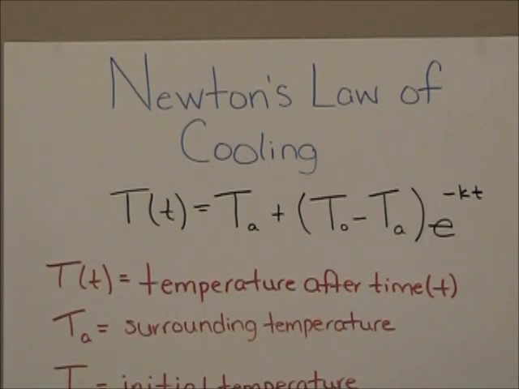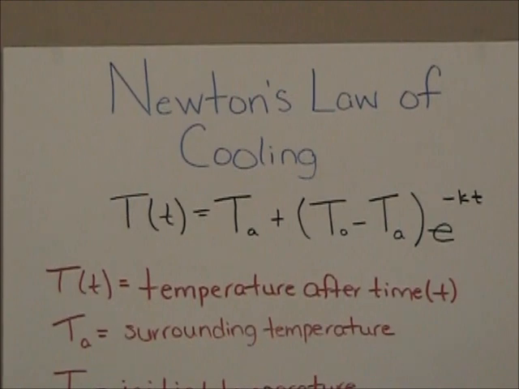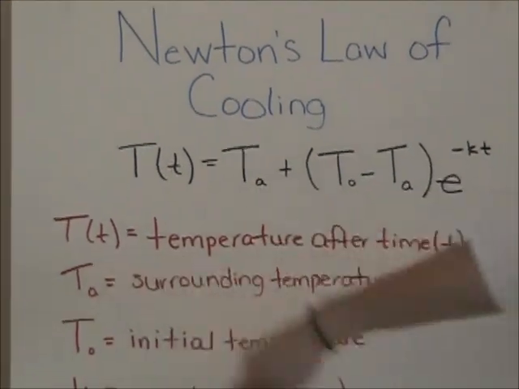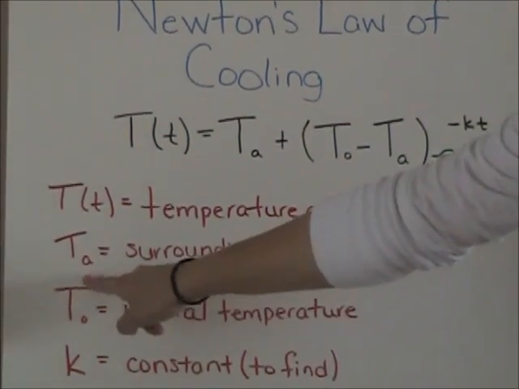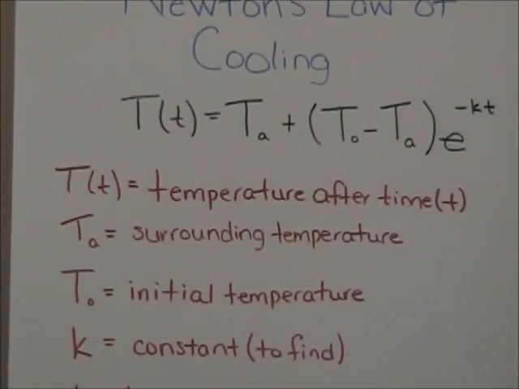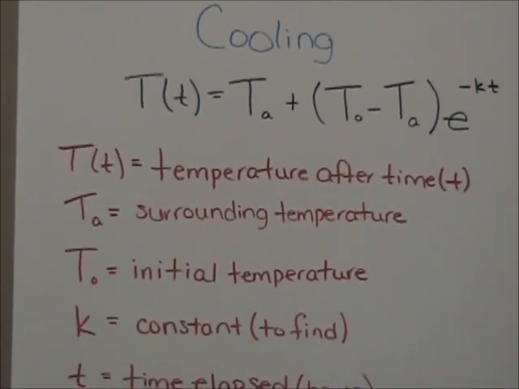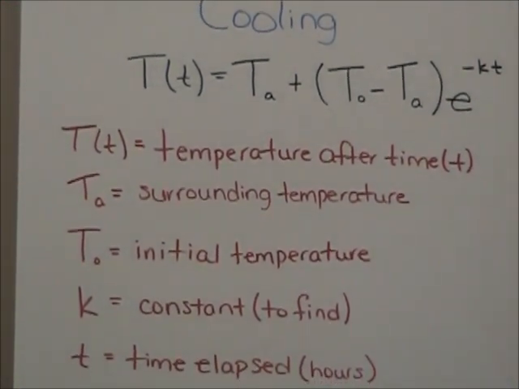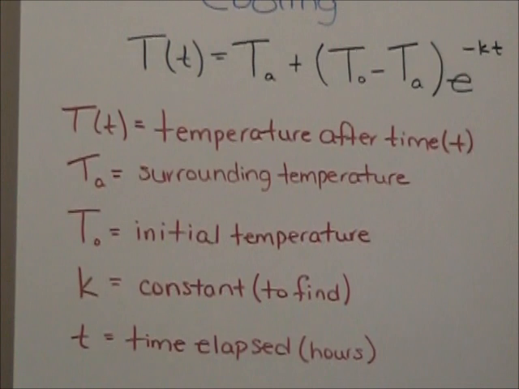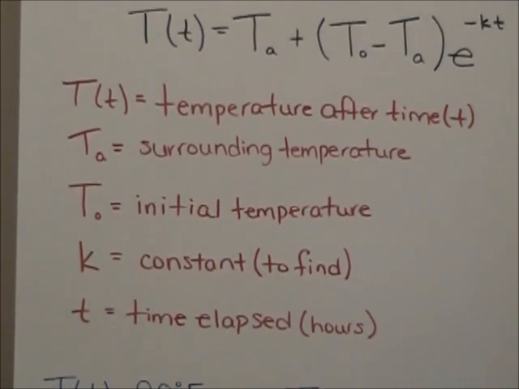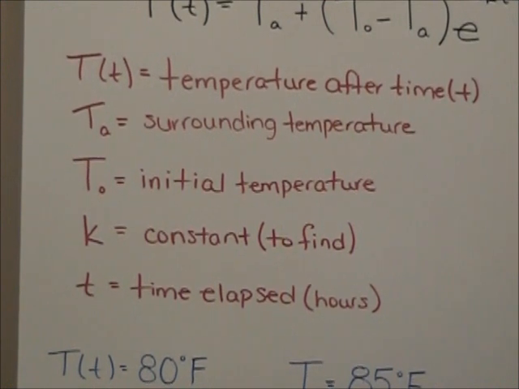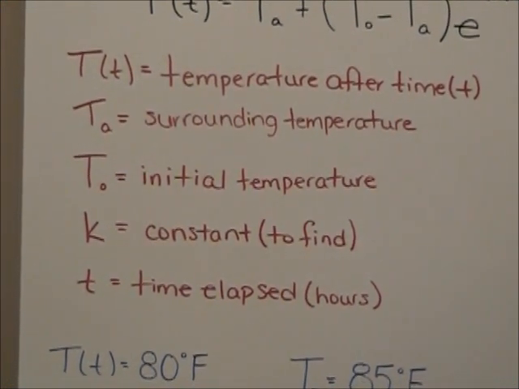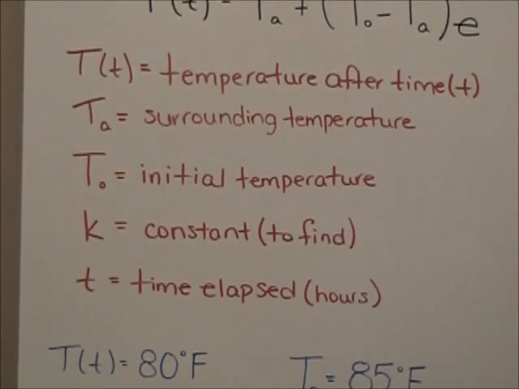Okay, so here is Newton's law of cooling. What it includes is T of t, which is the temperature after a certain amount of time. T subscript A is the surrounding temperature. T subscript 0 is the initial temperature. k is the constant that you need to find. And t is the elapsed time, which should be in hours.